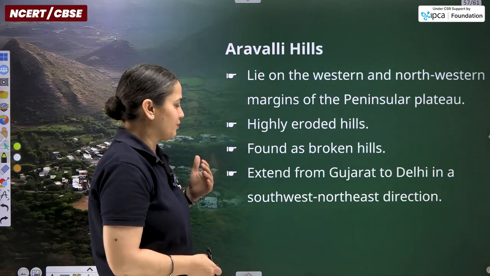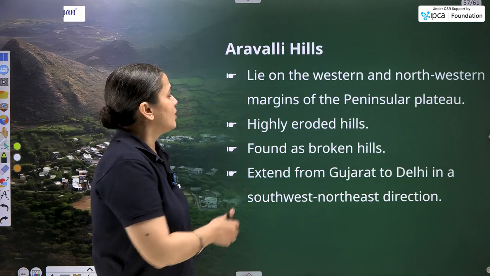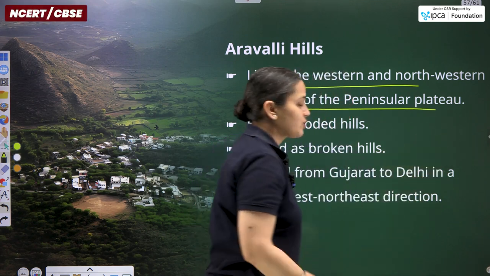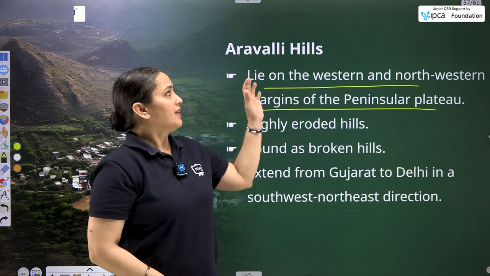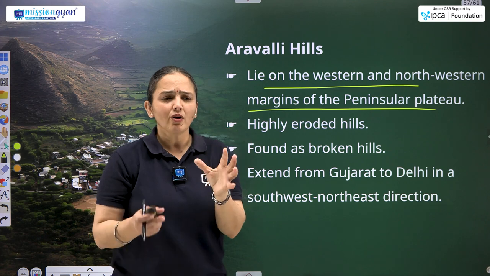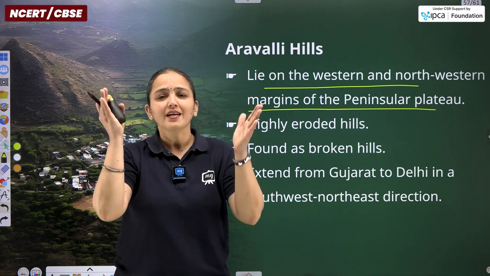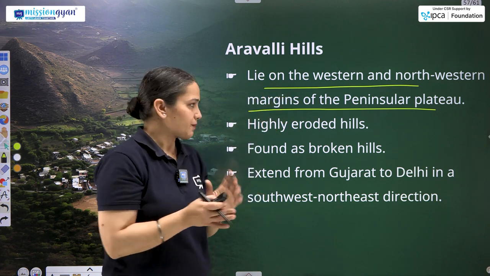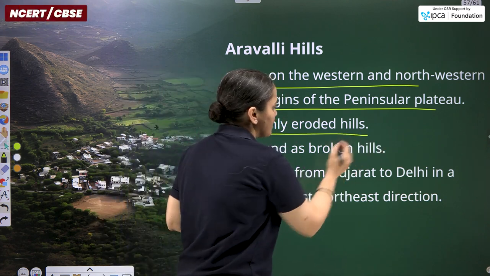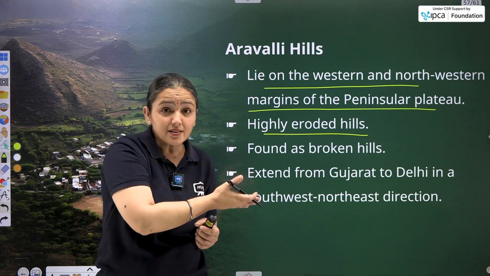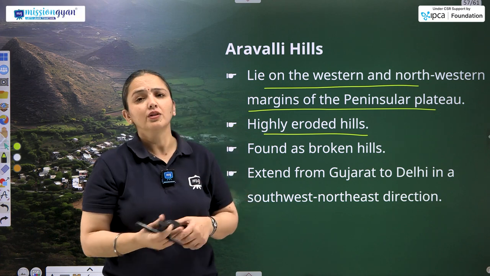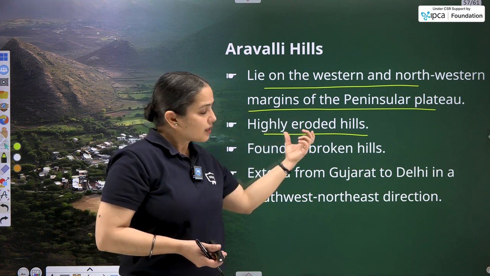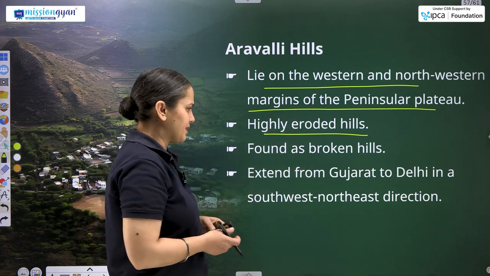Again, extra information. Then the Aravalli Hills lie on the western and northwestern margins of the peninsular plateau. Not exactly western, they lie almost in between the eastern and western part of Rajasthan. There is the extension of the Aravalli Hills. They are highly eroded hills because they are among the oldest ranges of India and of the world itself.